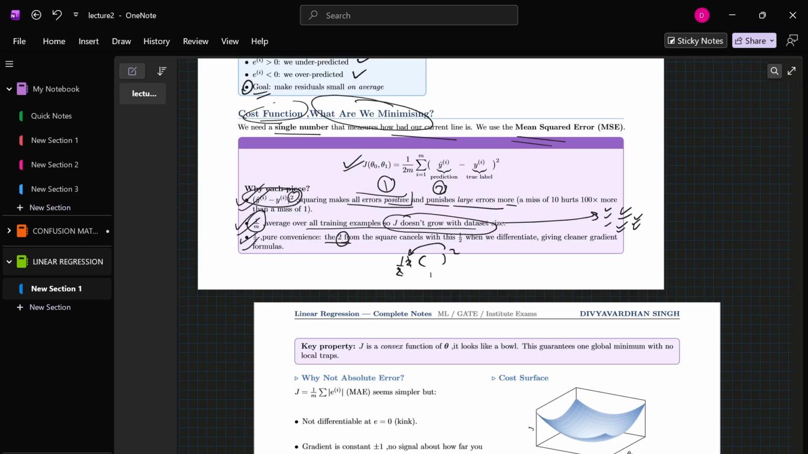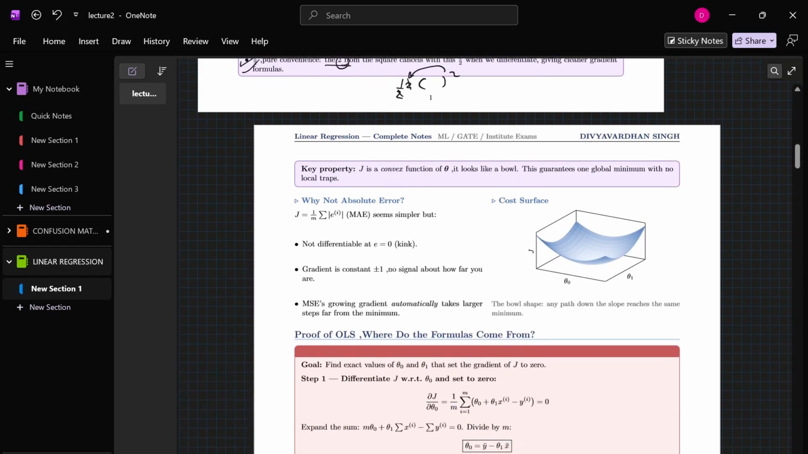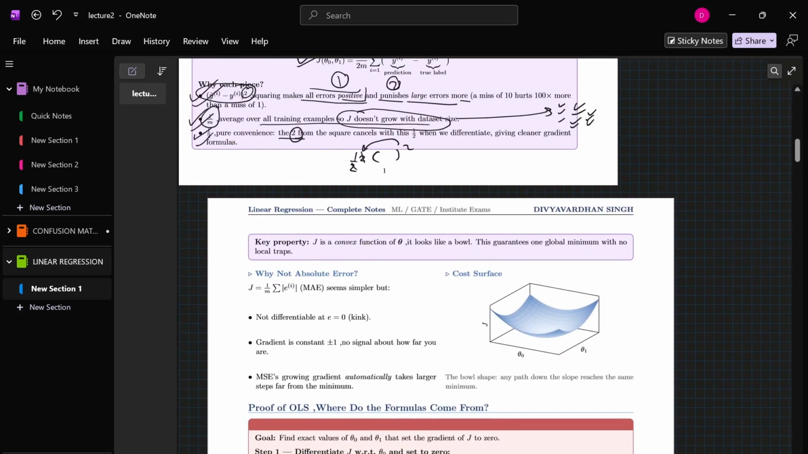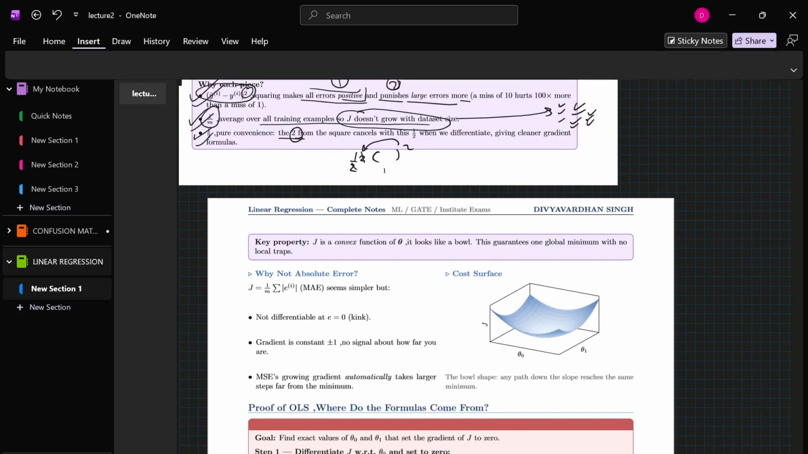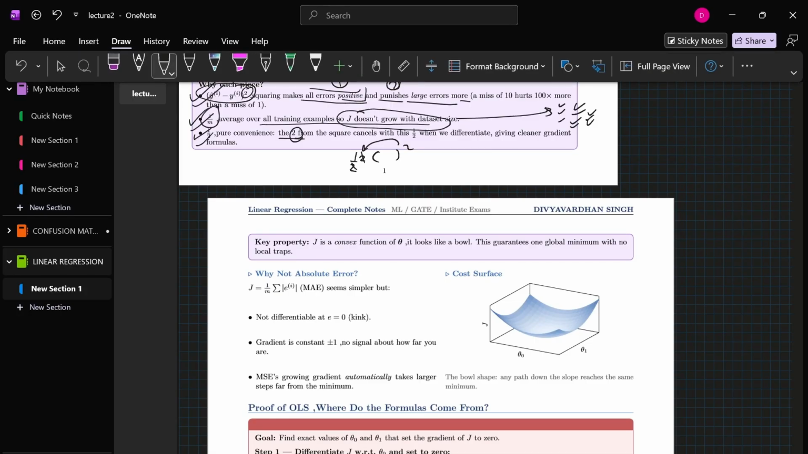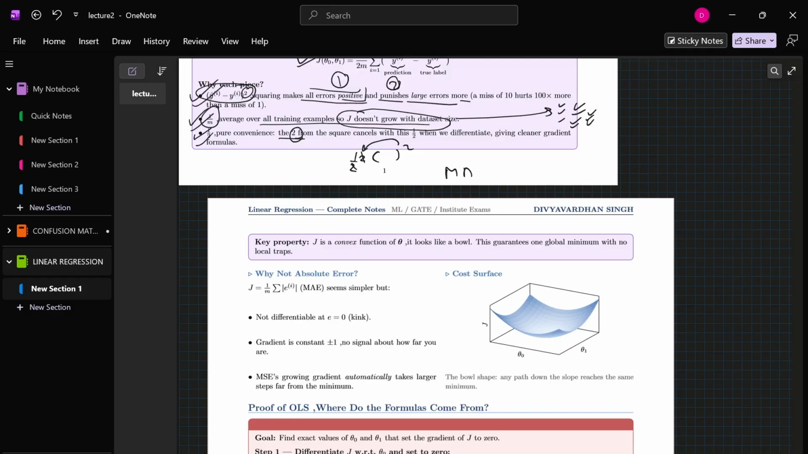Okay, now one more question that can be asked in your institutes and other exams: why are we not using the absolute value of error, MAE? Actually, we are not using it because at 0 it is not differentiable. The MSE gradient grows as you move further from the minimum, and it automatically takes big steps when you are far away. So that's a much better property for optimization.